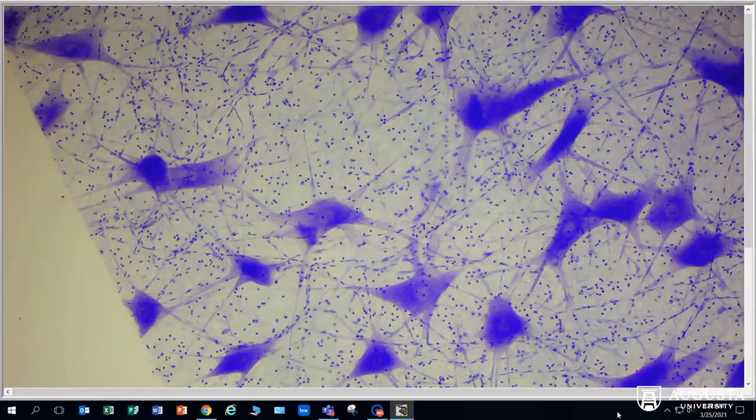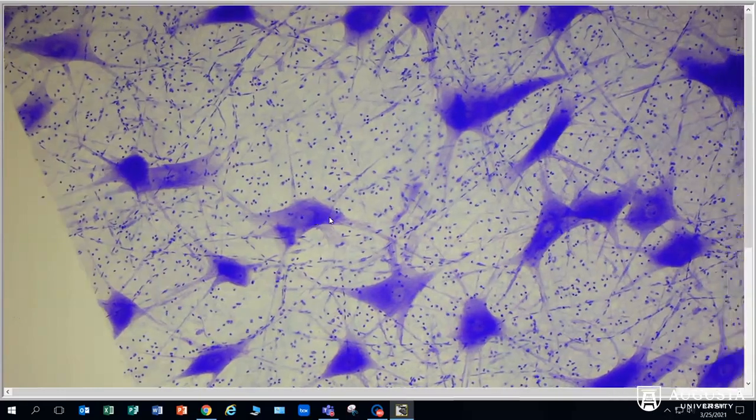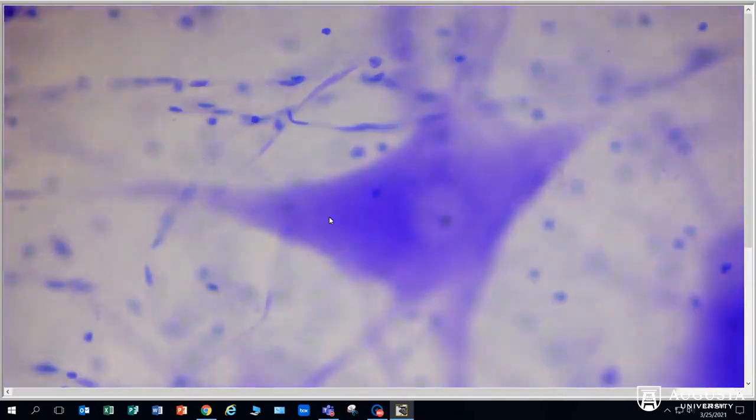This video will focus on the motor neuron. We see here a smear of motor nerve cells. The blue structures, the larger structures here, are the cell bodies of neurons, and the smaller cells are glial cells. In this view, we're at the 10x objective currently, and we're going to move to the 40x objective.